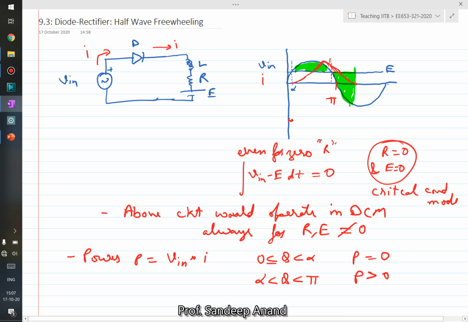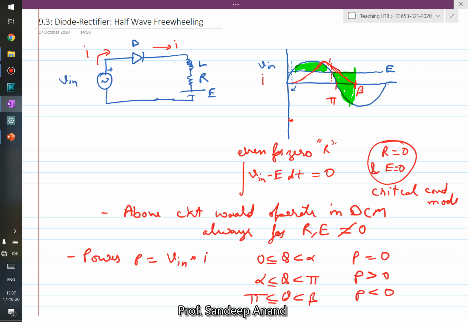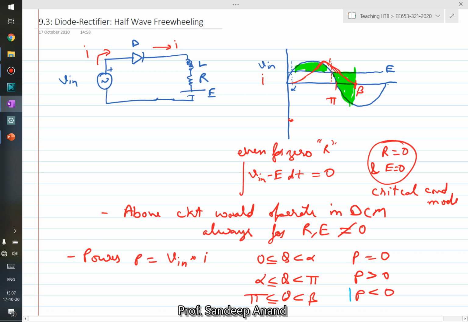But then if you go from theta upwards of pi to beta, what is beta? Beta is the angle at which the current becomes equal to 0, or the diode stops conducting. Alpha is the angle when the diode starts conducting, beta is the angle when the diode stops conducting. So from pi to beta, the current is positive, but the input voltage has become negative. So the instantaneous power has become less than 0. Now this is not really desirable, right? The negative value of p is not desirable.